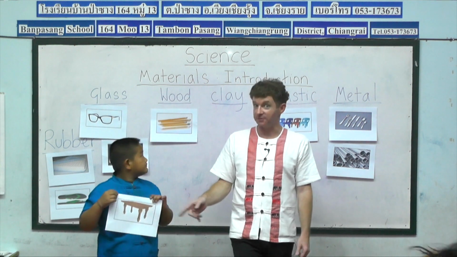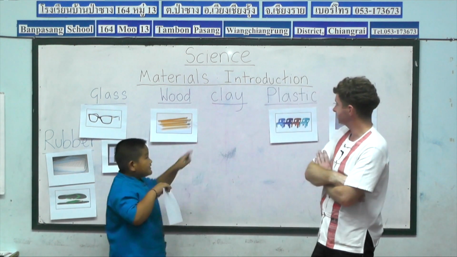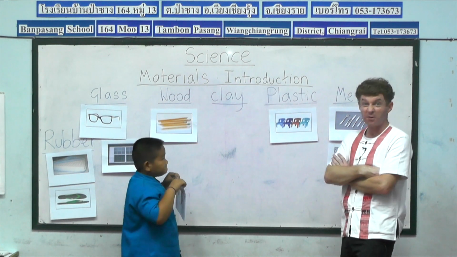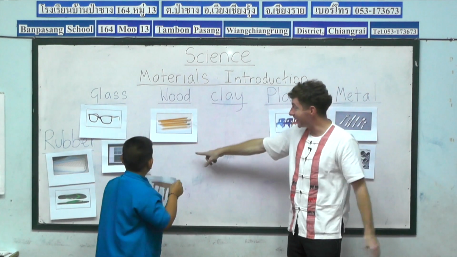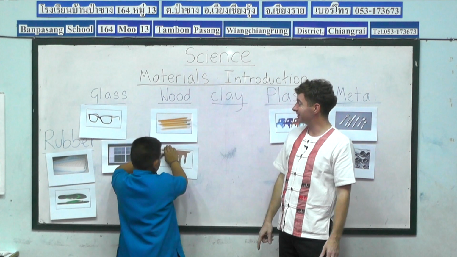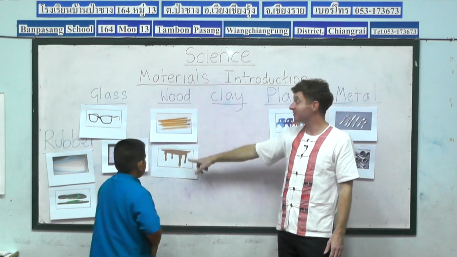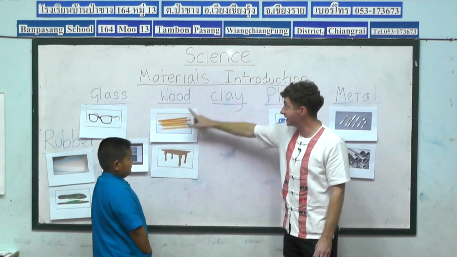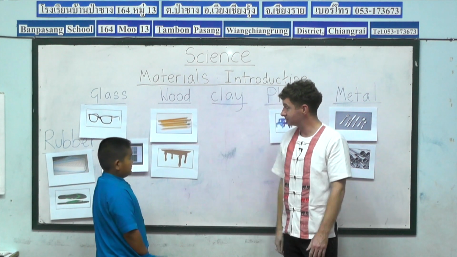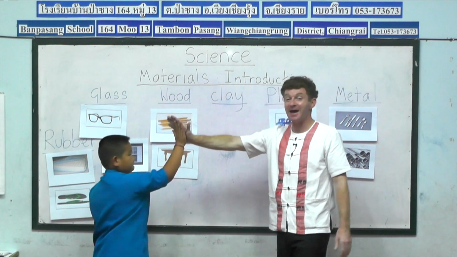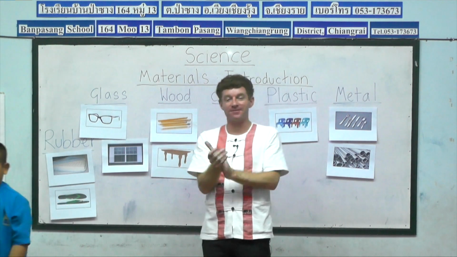Table. It's a table. But what's the table made of? Not clay. We've got nothing for clay. Wood. Yes. So we can say wood, table. Can you say, Net? Wood, table. Perfect. High five and a big round of applause for Annette.